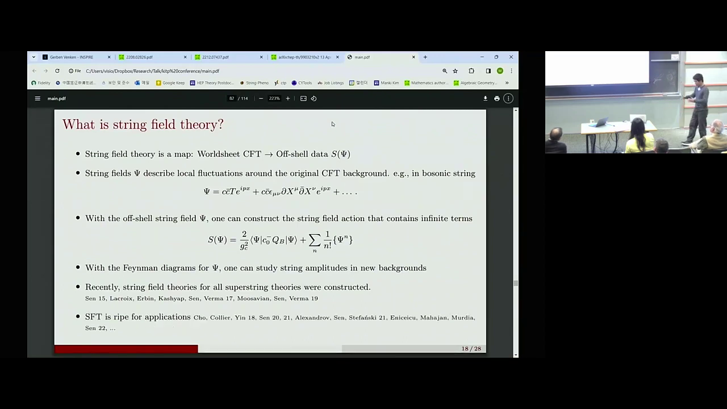And after this construction of string field theories, there have been many papers applying string field theories to do many difficult computations that you cannot really do using RNS. So I really think this is the right time to start learning and doing string field theory. It's quite exciting, to be quite frank.